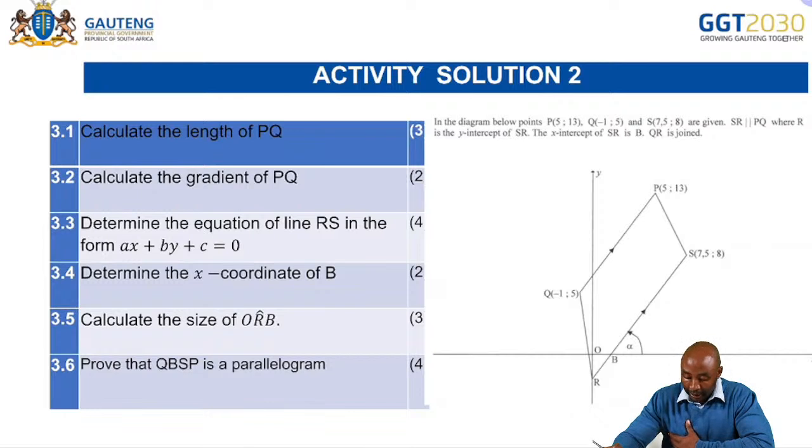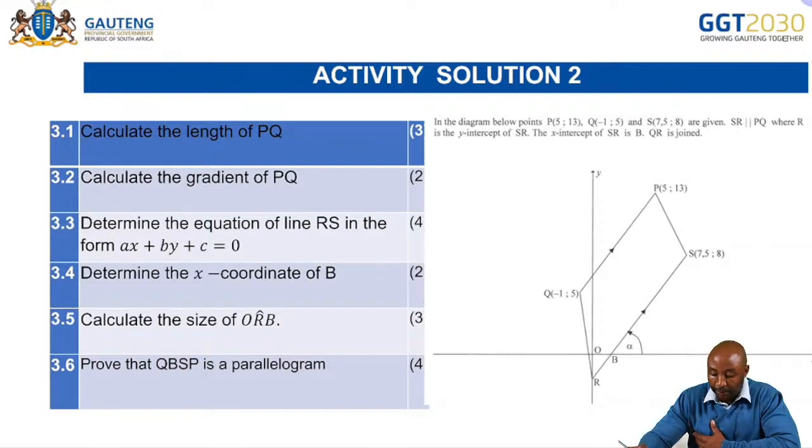It involves our inclination. As you can see, the one that is interesting me the most is the last one, where we are supposed to prove that QBSP is a parallelogram. That is what I said. We should know the properties of these shapes, and we should be able to use those properties to help us determine whether it's a parallelogram or it's a rectangle. As you can see, it's 4 marks.